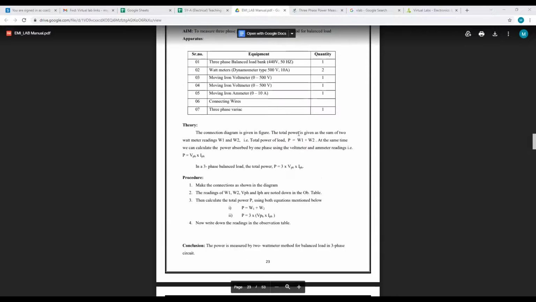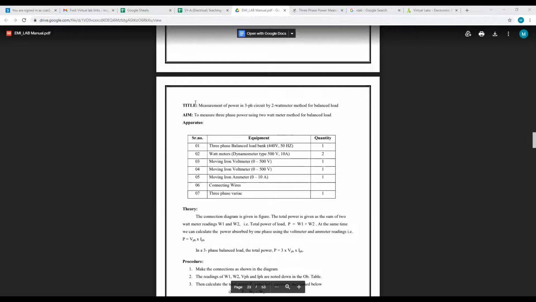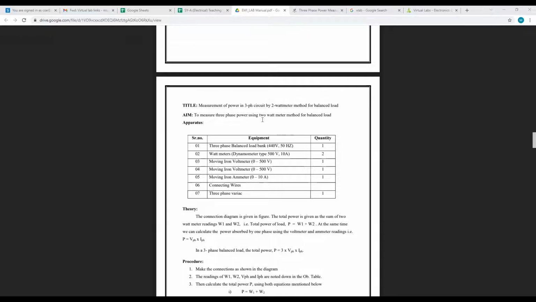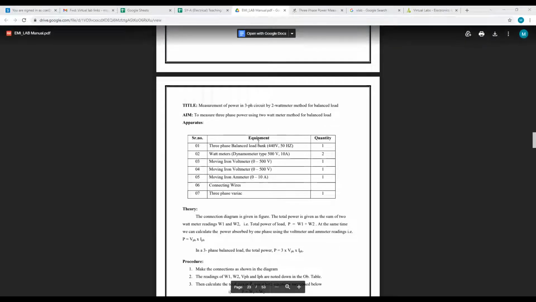So that is the main intention of explaining the balanced load here now: to measure the 3-phase power using 2 wattmeters. How many phases are there? 3 are there. We are using only the 2 wattmeter method here. That is possible; with 3 wattmeters we can also do that. Both will give the same answer only. So what we will do? The method for balanced load.